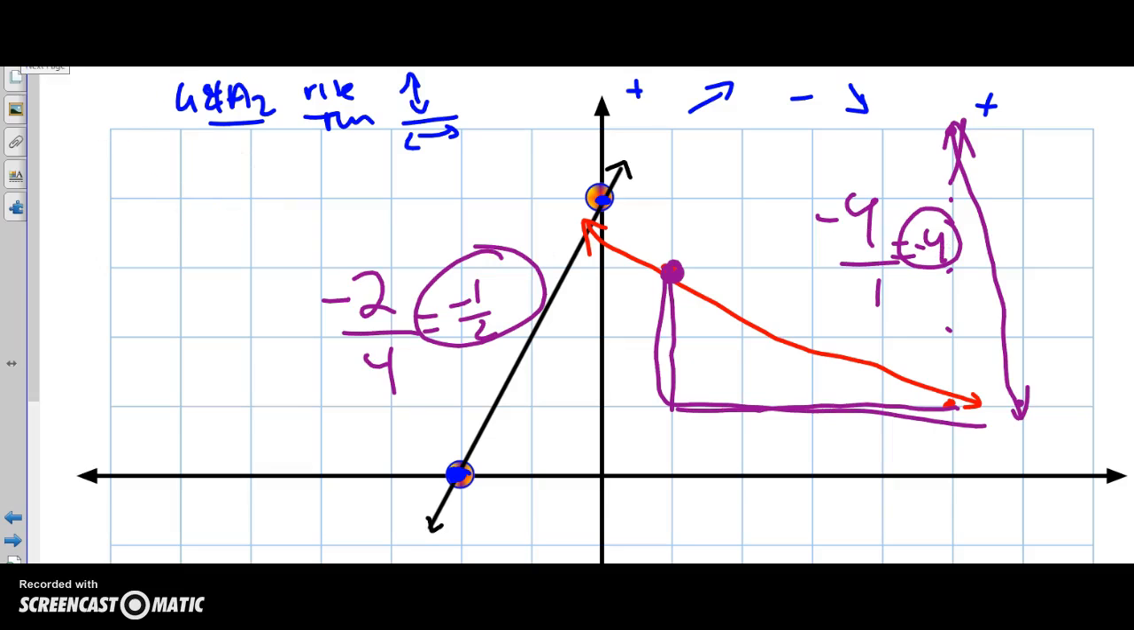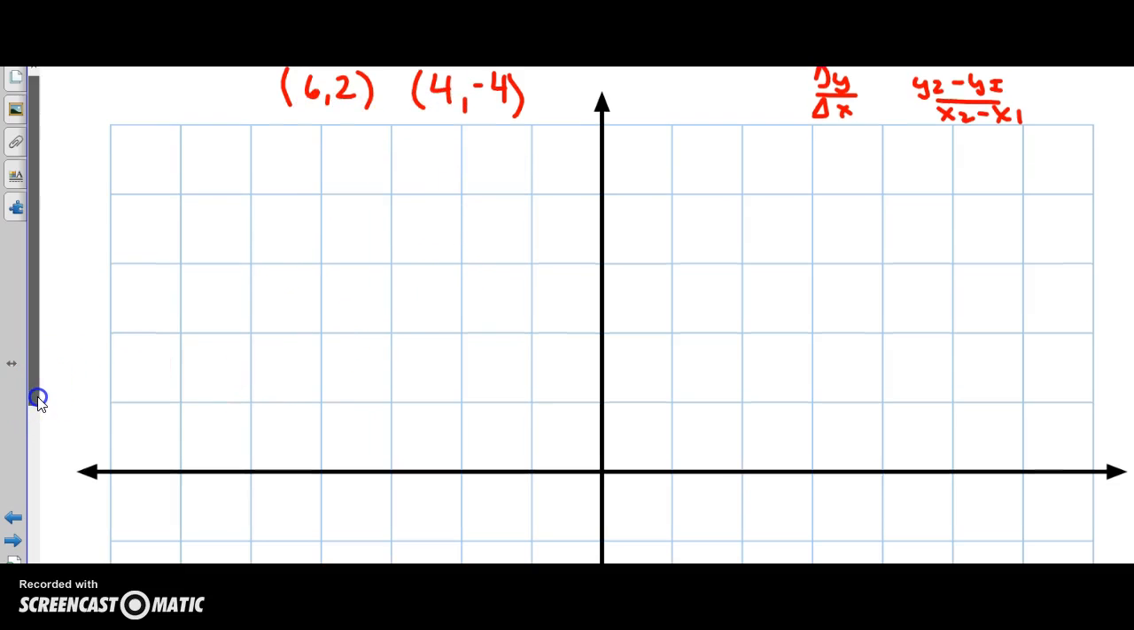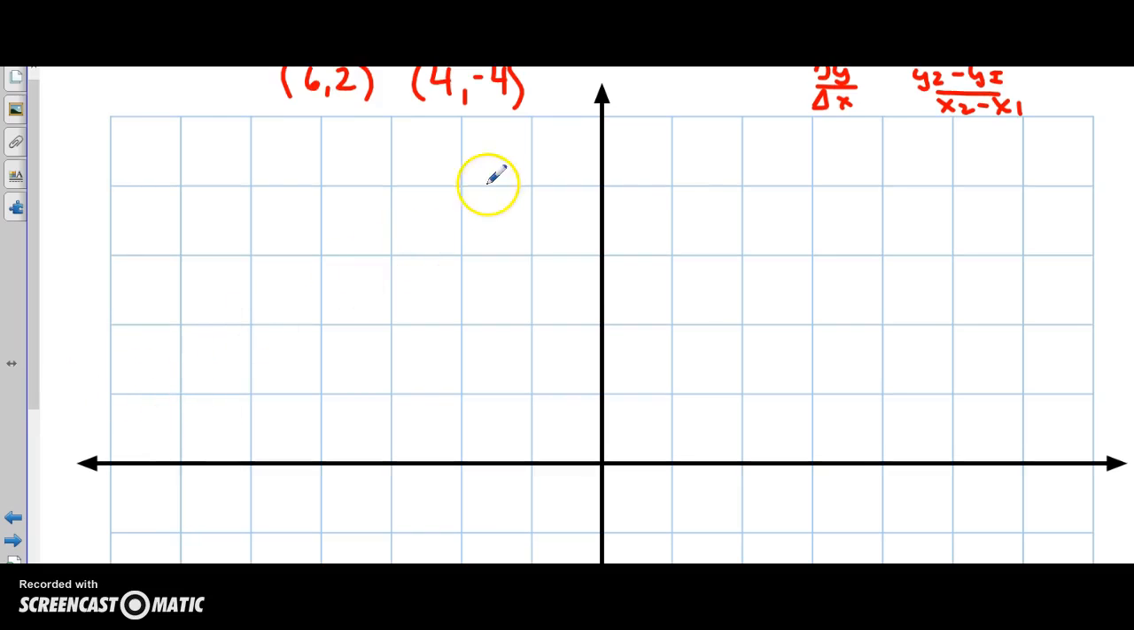Another way is algebraically. Okay, so now another way is to use points, the coordinates for points. So I have 2 points, 6, 2, and 4, -4. And what I want to do now is figure out what my slope is. And let's change this to 4, -1, just so it fits here, okay?